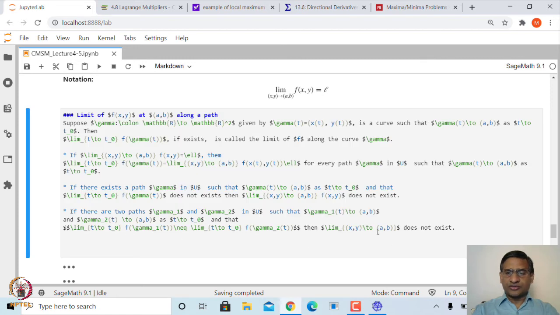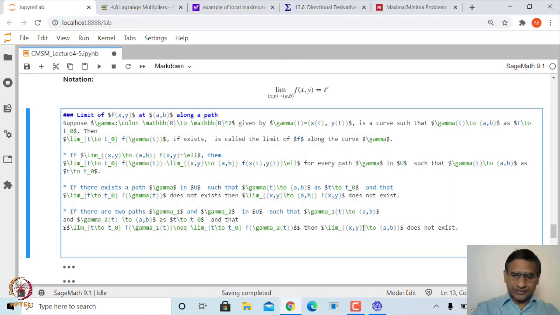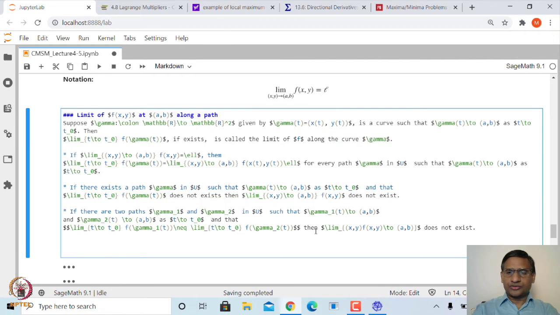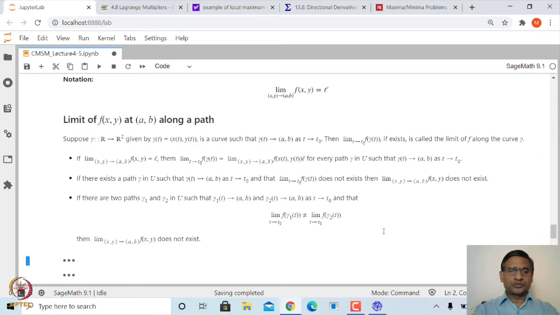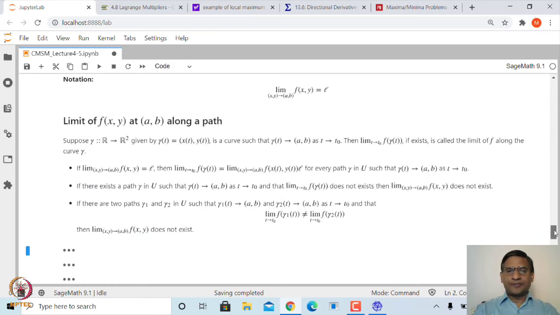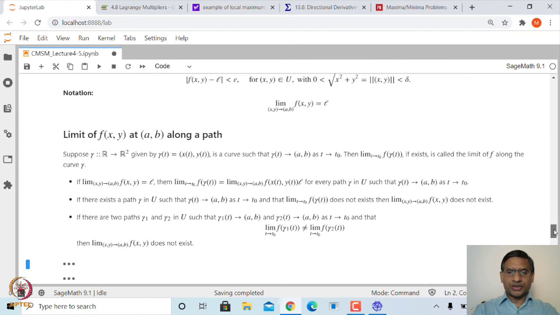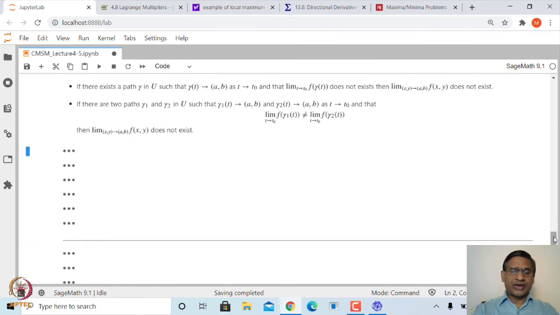Here f is missing, so I will make this f(x,y). Right, these are the things. If you want to define the limit, you can also define the limit along a path.